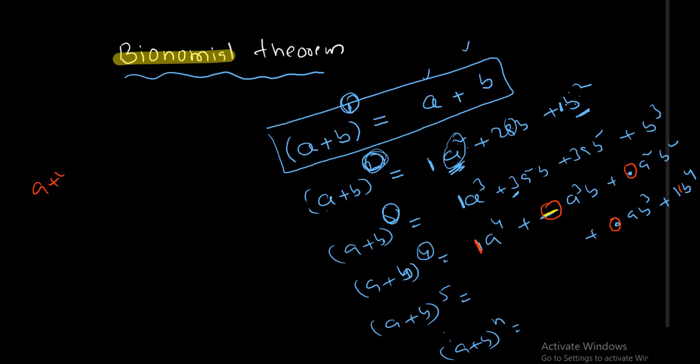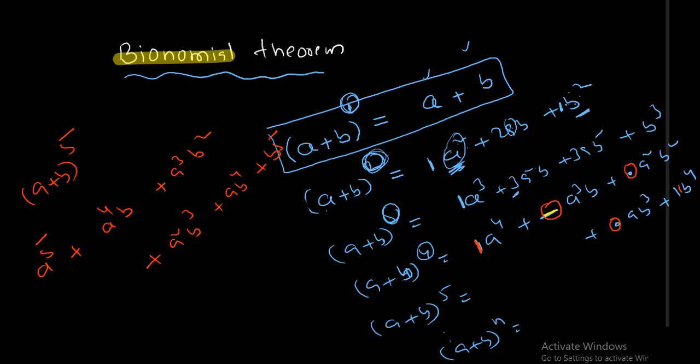Similarly, a plus b whole power 5 is given, I know you will get 6 terms. What are those 6 terms? Partially, I can write. One is a power 5, surely. Something into a power 4 into b, plus something into a cube b square, plus something into a square b cube, plus something into a b power 4, plus b power 5. So partially, I don't know what the coefficient values are. Here one. So that is one thing.